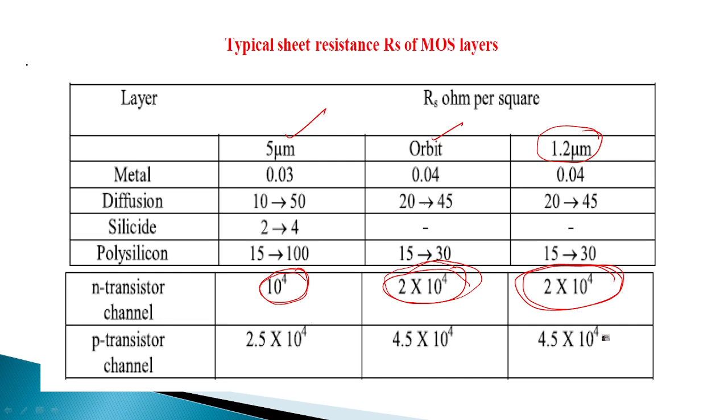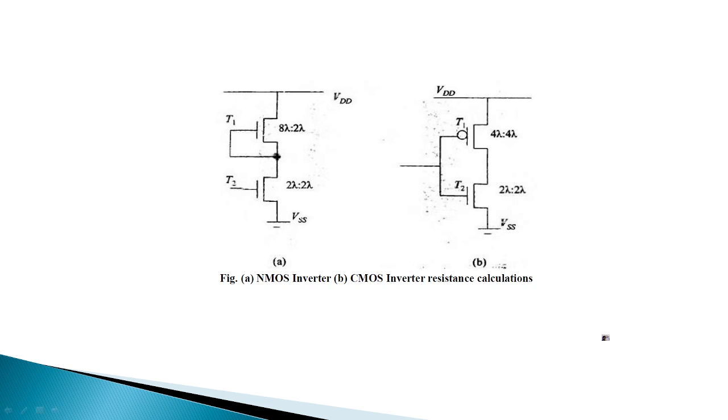If it is a PMOS transistor, this is the internal resistance. For example, if you take a CMOS NMOS inverter, what is the resistance for the given inverter? We need to find the resistance for this inverter. This is the length and this is the width. This is the length and this is the width. And here also this is the length and this is the width.